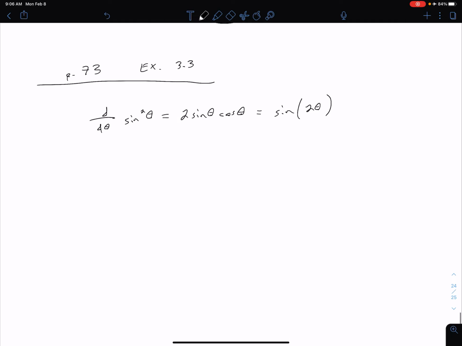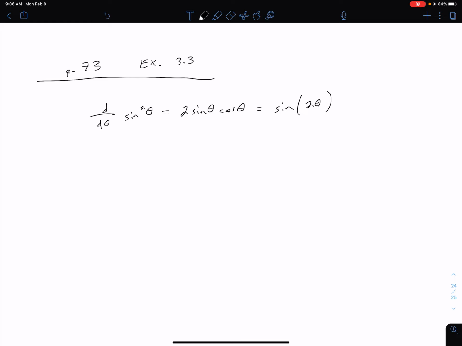While it's not relevant for this example, let me put down a couple other useful trig identities. Remember, of course, sine squared of theta plus cosine squared of theta is equal to 1. We also have cosine squared of theta minus sine squared of theta is equal to cosine of 2 theta. Of course, these trig identities are going to come into play as we're dealing with spherical coordinates. We've got a lot of those sines and cosines floating around.